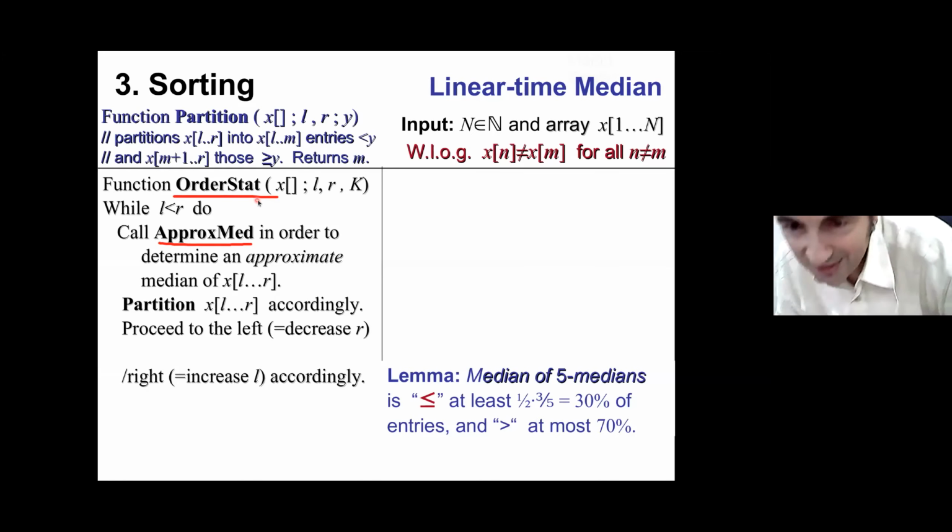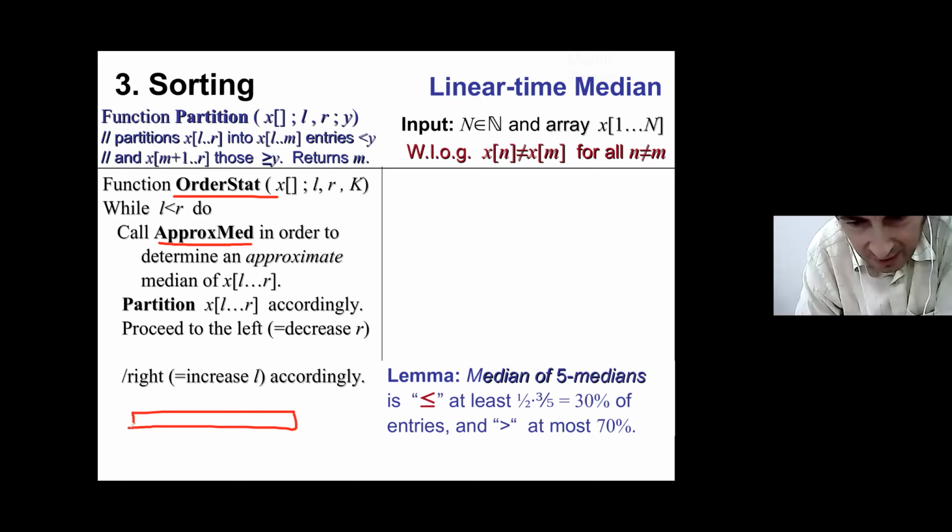Okay, so what will the order statistics do? How do I do it? I call first the approximate median to determine an approximate median of x. So what I have now, when I draw this one, let me draw it. I have here my piece from XL to XR. Okay, and the approximate median will return me an element S inside this area, which is not too small and not too large.